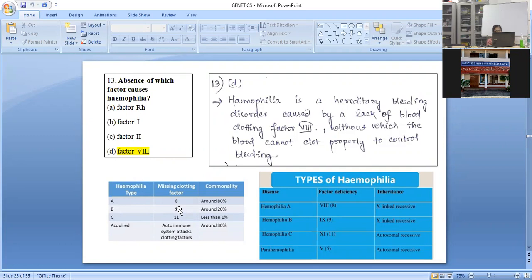Anyone? What is factor 9 called as? Am I audible? Yes, ma'am. Any answers? Just an interaction, because one way it will be a boring session.